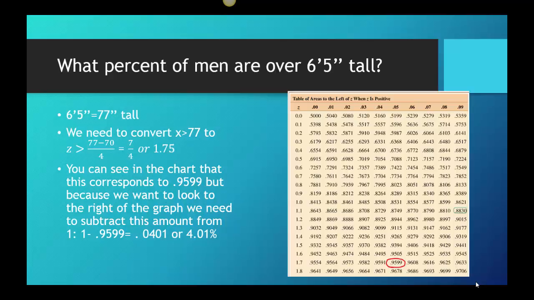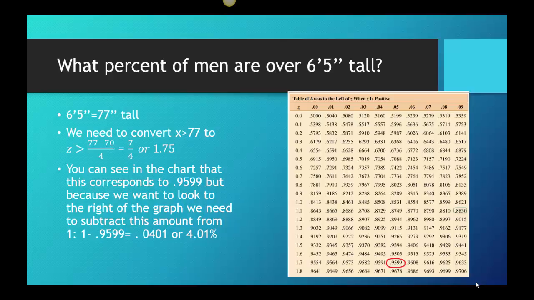So remember, anytime we want a distribution to the right of the score I give you, we're going to subtract from 1 at the end. So I take my 77, I subtract 70, divide by 4. 77 minus 70 gives me 7, over 4 is 1.75.